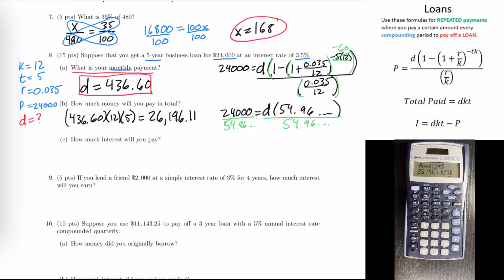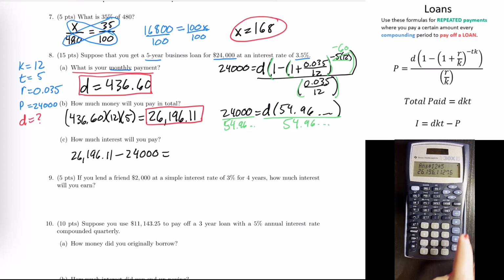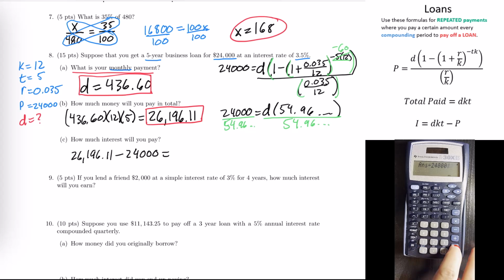And that is a reasonable number because the amount that we originally borrowed was $24,000, and the amount we have to pay in total is going to be the full loan amount plus a little bit of interest. And the way we figure out how much interest that is, we take the 26,196 number that we just found, subtract the 24,000, and when we do that, that tells us that the amount of interest we'll pay will be $2,196.11. And so that's the amount of interest that we will pay. And that's how you would do question 8.